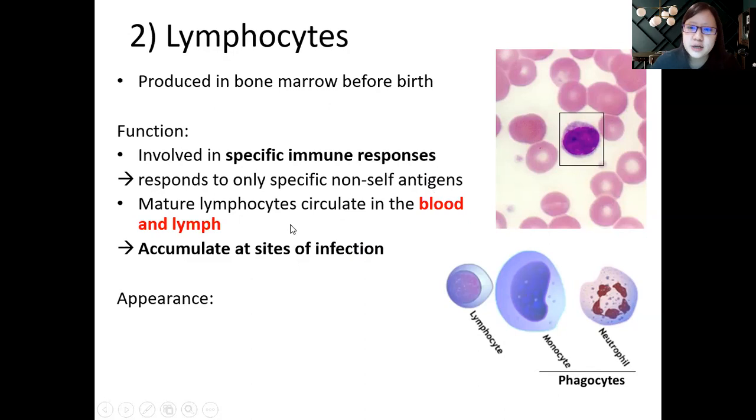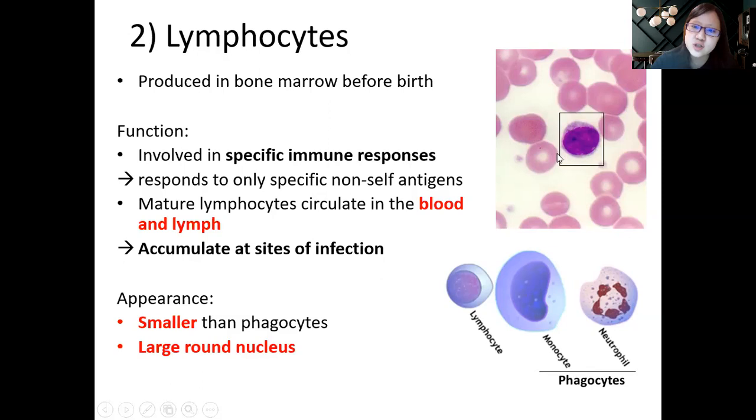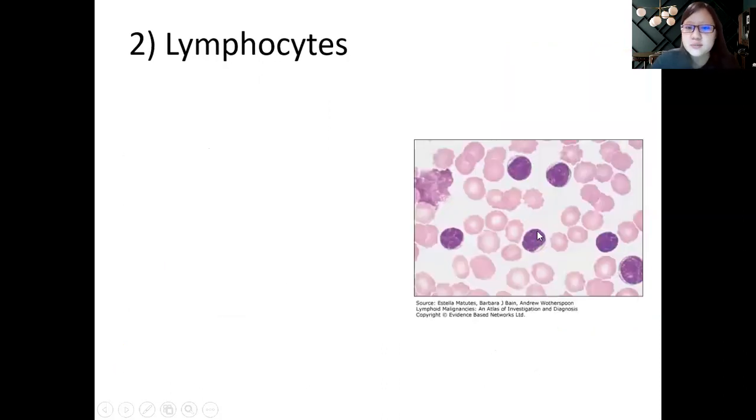Now let's talk about the appearance, because you need to be able to identify these cells under the microscope. The appearance is quite different. It's smaller than phagocytes. It looks about the same size, just a little bit larger than red blood cells, but it has a very large round nucleus and very little cytoplasm. See, large round nucleus, almost nothing for the cytoplasm.